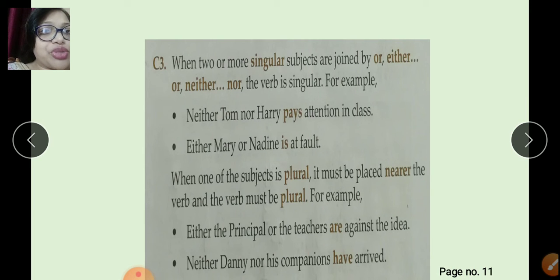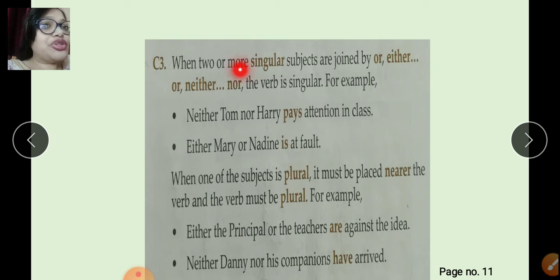In C3, what do we have? When two or more singular subjects are joined by or, either, neither or nor, the verb is singular. Like neither Tom nor Harry pays attention in the class. So here is the verb. Next one, either Mary or Nadine is at fault. So when one of the subjects is plural, it must be placed nearer the verb and the verb must be plural.